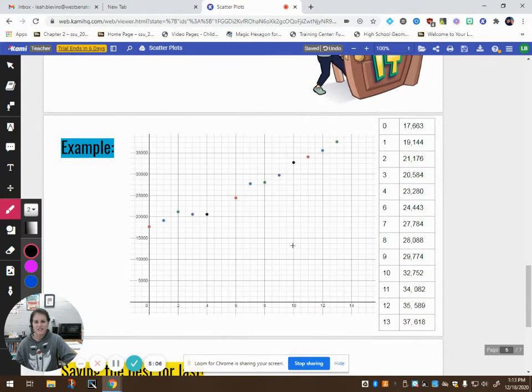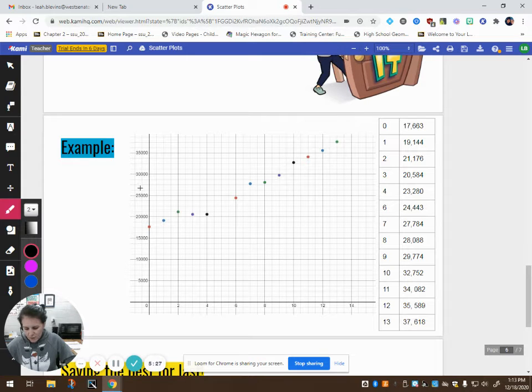So let's look at this example here. I have taken the time to take this table from your book, and I wrote the table out here, and then I created a scatter plot on Desmos. I just put all these ordered pairs in, and it put all these points here. So first, that was step one, was to create the scatter plot.